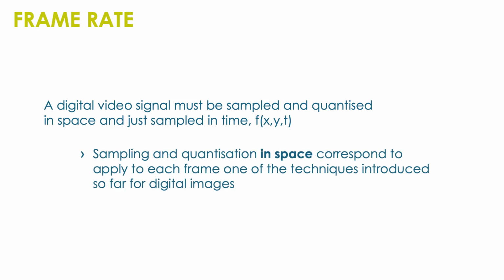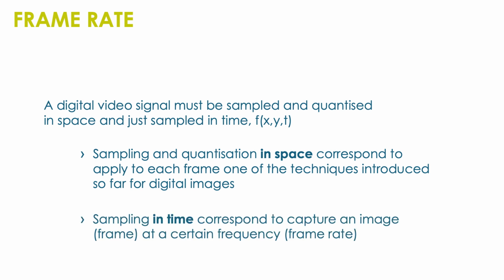For the space, each frame image is sampled and quantized, in a similar way to what we did for digital images. For the time, frames are captured at regular intervals, defined by the frame rate. Together, these processes enable us to represent motion while maintaining image quality.